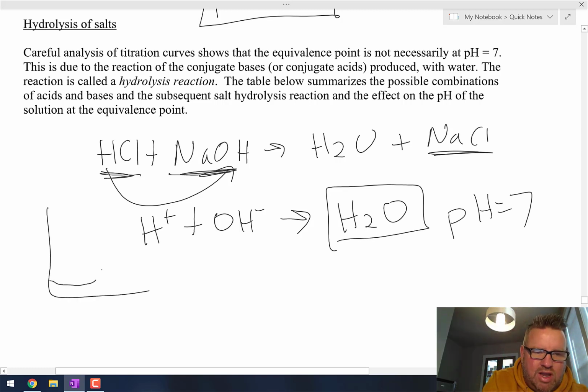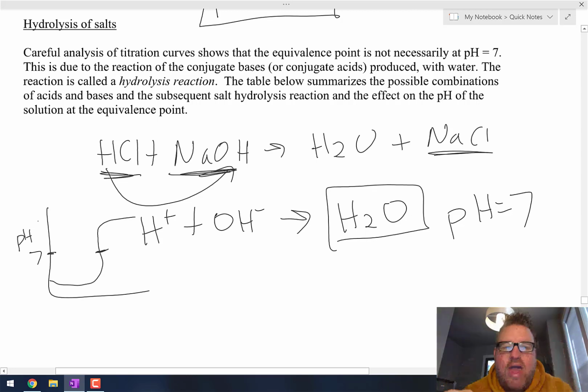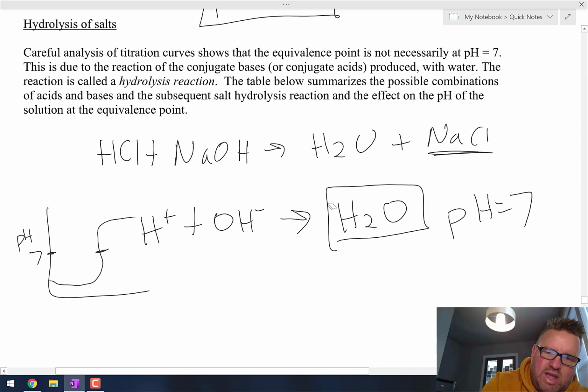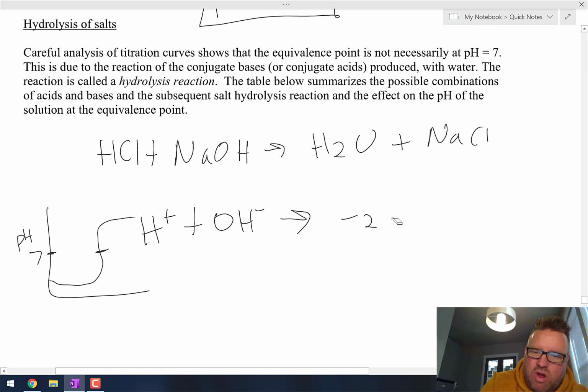So at that point, the pH of that solution will be exactly 7. When you're looking at a titration curve, here's your equivalence point. The pH will be right at 7. Now, that's only when you have a strong acid with a strong base. Most titration reactions, you don't have that.